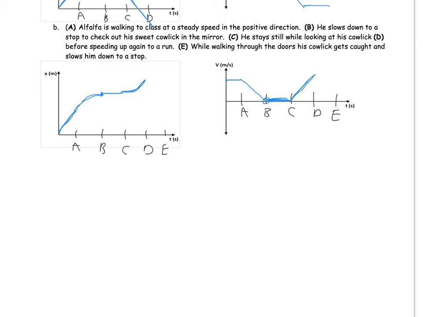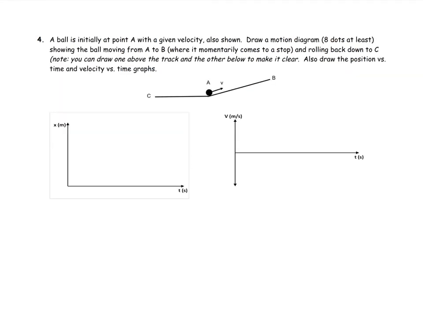And then that last little bit, while walking through the door, his cowlick gets caught and slows him down to a stop yet again. So on my position graph, we now have a negative acceleration but still a positive velocity. So continuing up but concave down, showing slowing down to a stop. On my velocity graph, it means still above the x-axis but negative slope, showing slowing down all the way to a stop there at point E when it gets back to the axis.